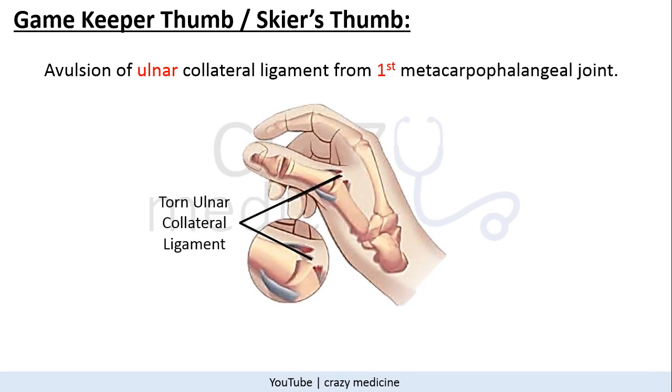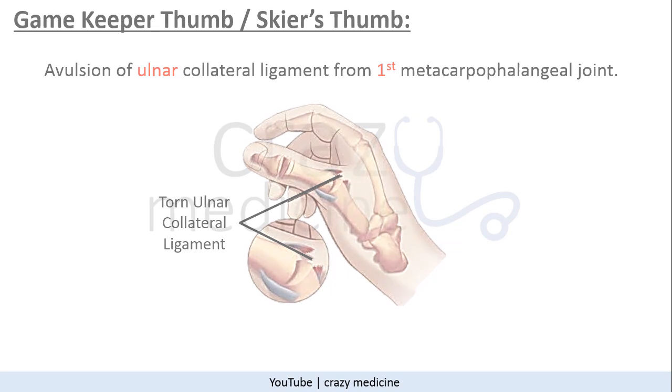It is avulsion of the ulnar collateral ligament from the first metacarpophalangeal joint. In this diagram you can clearly see tearing of the ulnar collateral ligament.